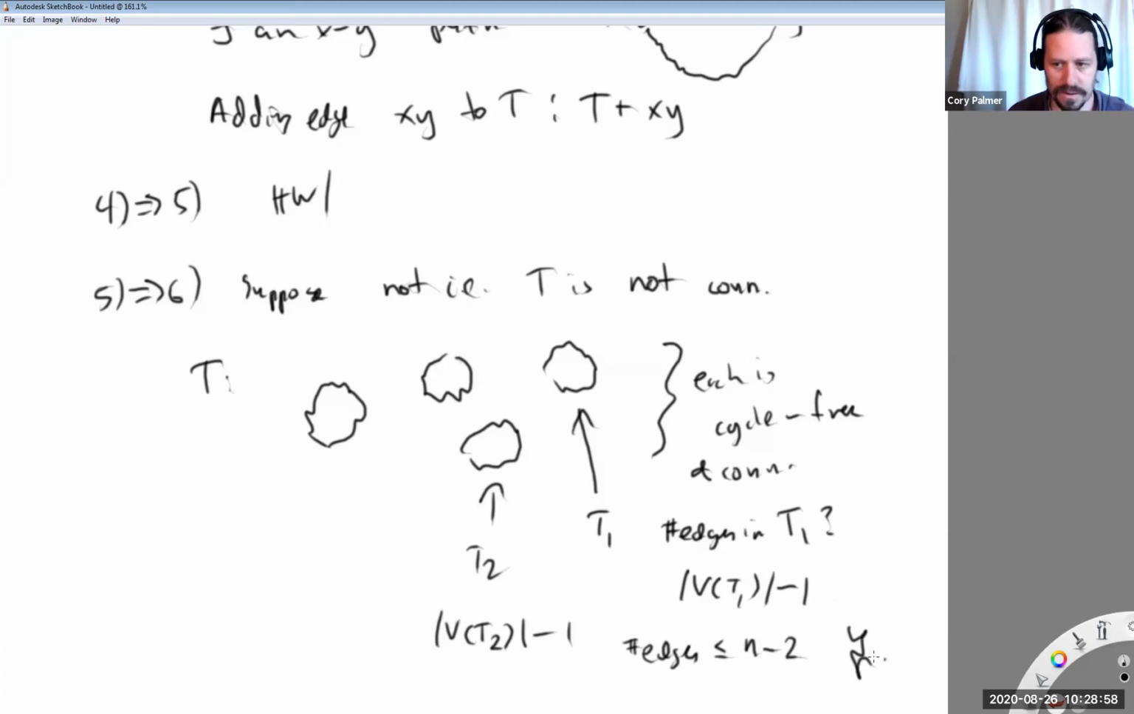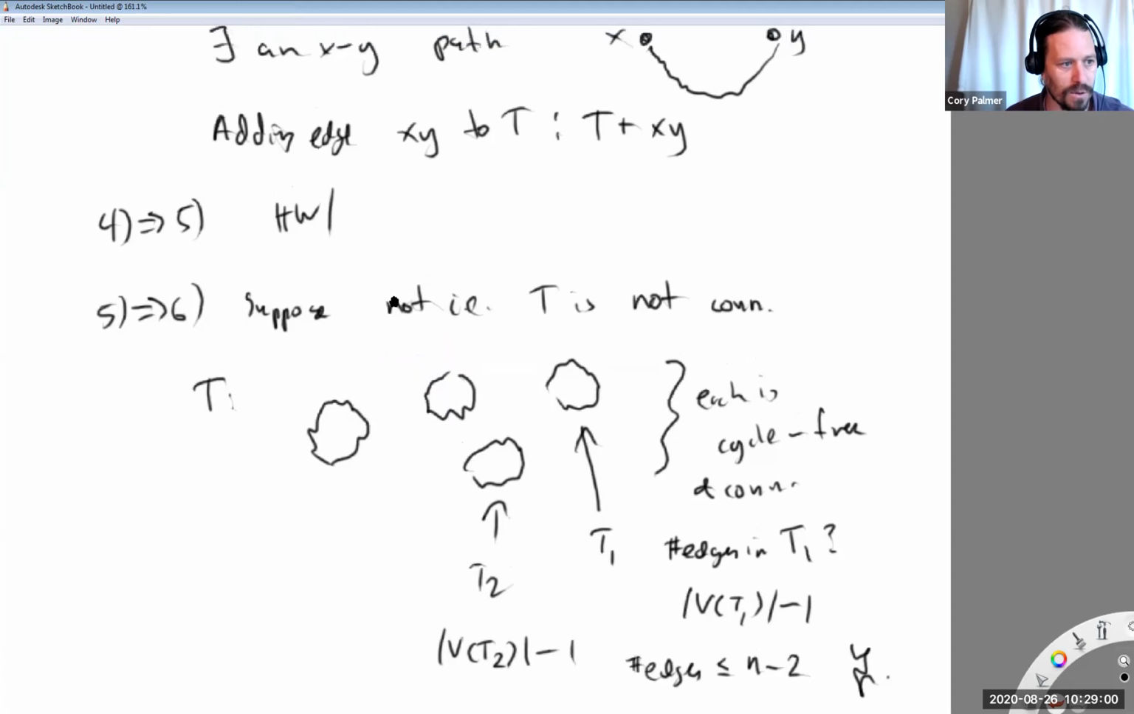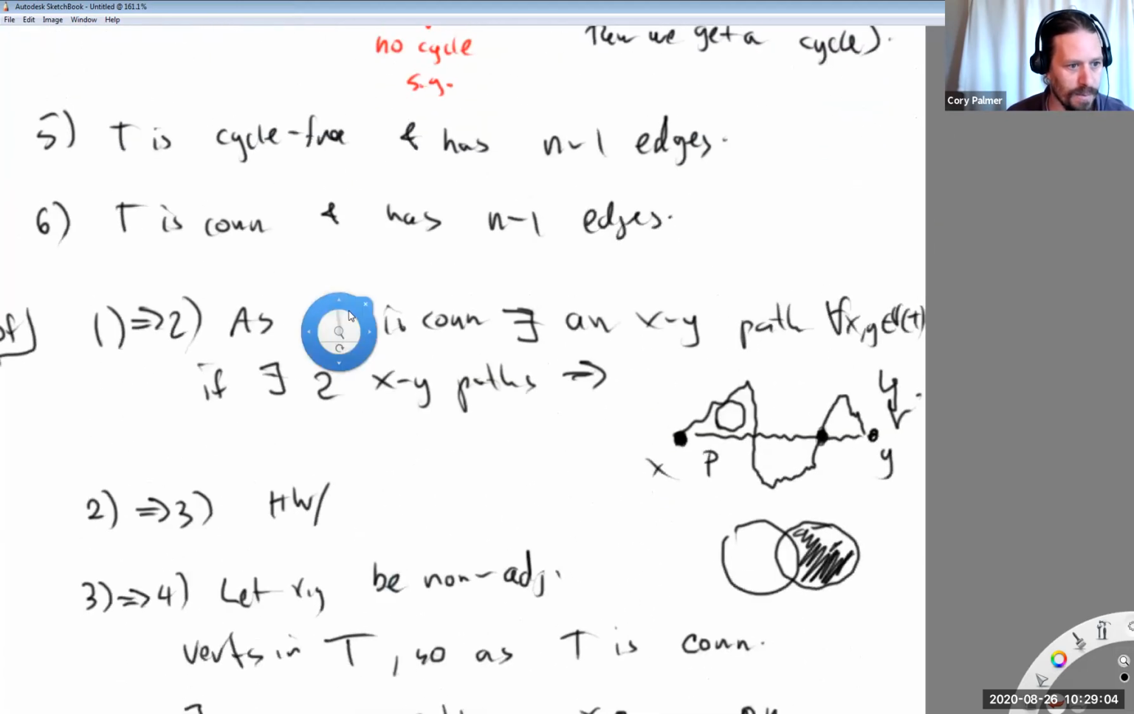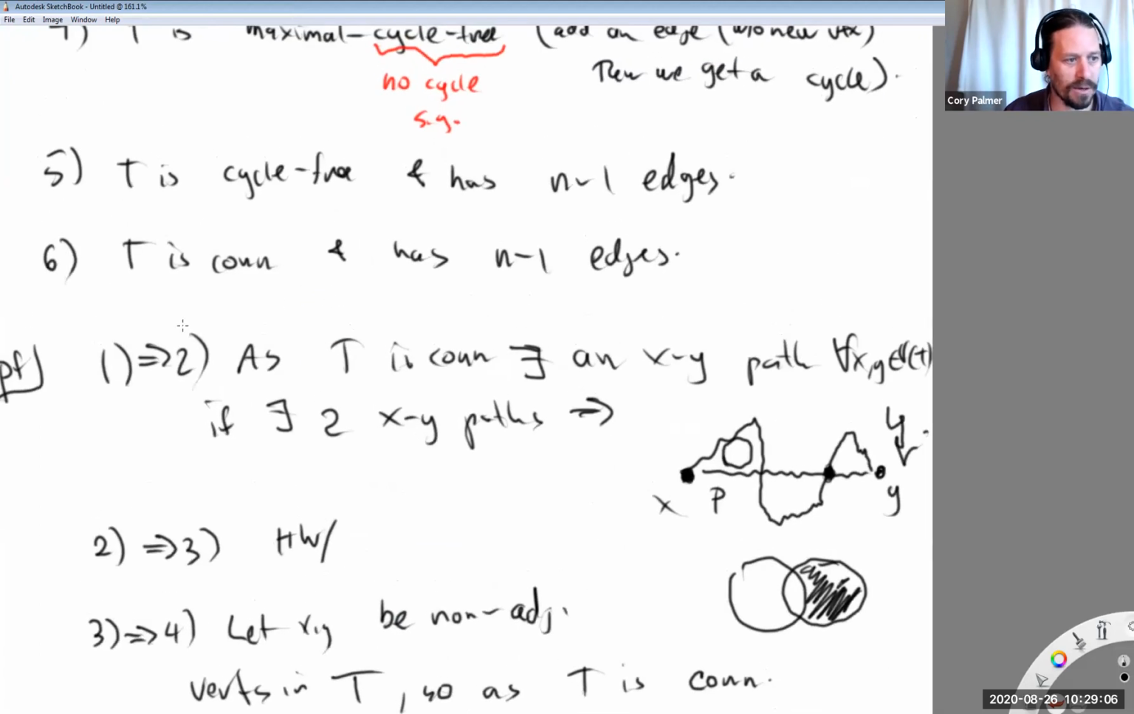So, okay, let's think a little more clearly about what we're doing here. We're trying to prove that 5 implies 6, and we're doing that by contradiction. So we're assuming that 6 fails. We know that we have n-1 edges because we can apply 5, and we're assuming it's not connected.